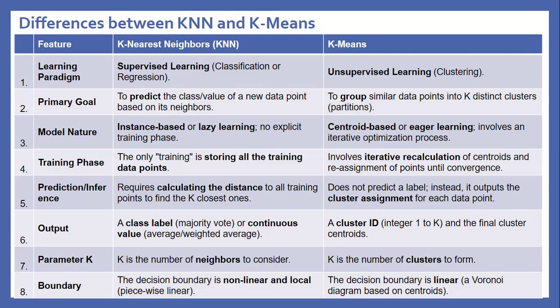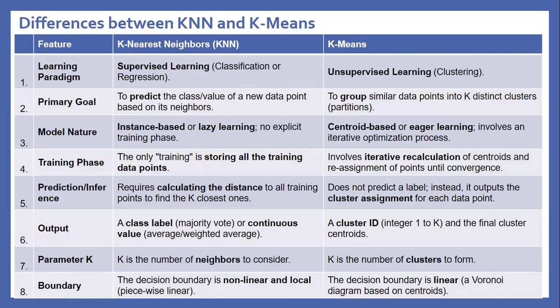Prediction inference: KNN requires calculating the distance to all training points to find the k closest ones. K means does not predict a label, instead it outputs the cluster assignment for each data point. Output: KNN gives a class label by majority vote, or a continuous value by average or weighted average. K means gives a cluster ID, an integer from 1 to k, and the final cluster centroids.